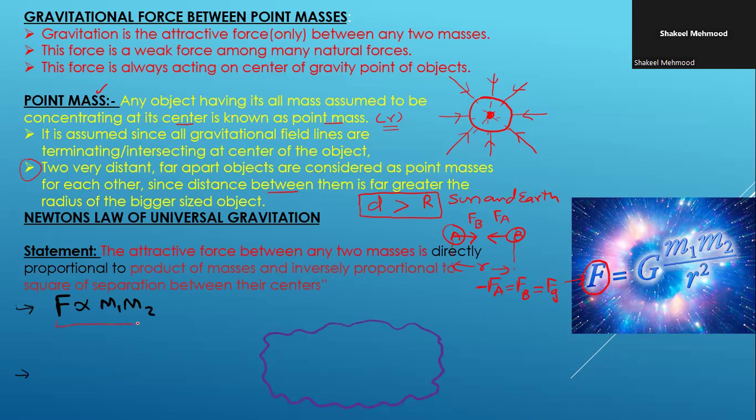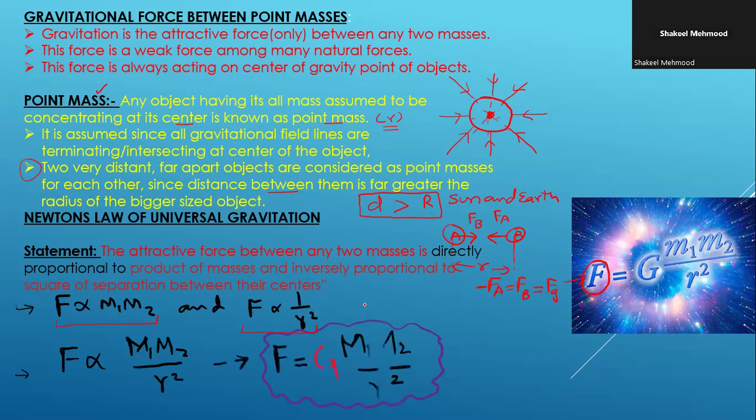The gravitational force is directly proportional to the product of masses. It depends on the masses of both objects, and it depends on the distance or separation between their centers. So this r is the separation between their centers. Combining both of them together and assigning a constant, we get this expression. This G is the universal gravitational constant, and its value is 6.67 × 10^-11 N m² kg^-2.